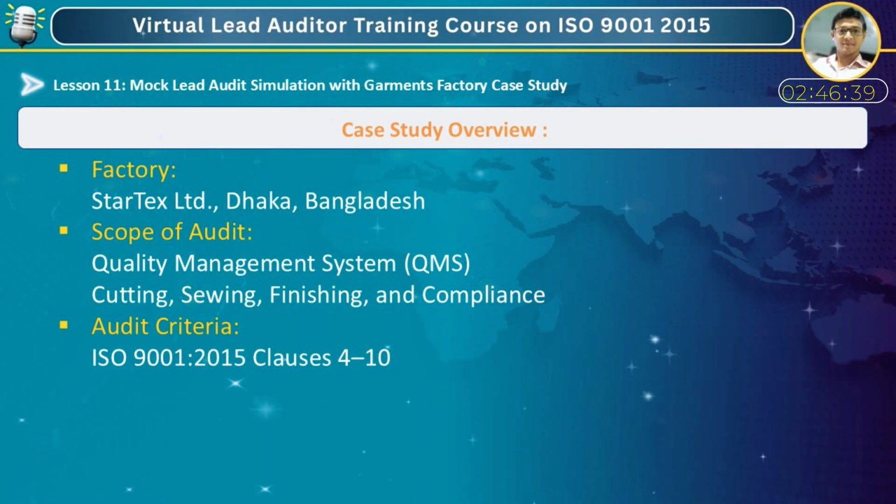Case Study Overview. Here's an overview of the case study we'll be working with. Factory name: Startex Ltd, located in Dhaka, Bangladesh. Audit scope: the quality management system of their cutting, sewing, finishing, and compliance departments. Audit criteria: ISO 9001-2015 clauses 4 through 10.